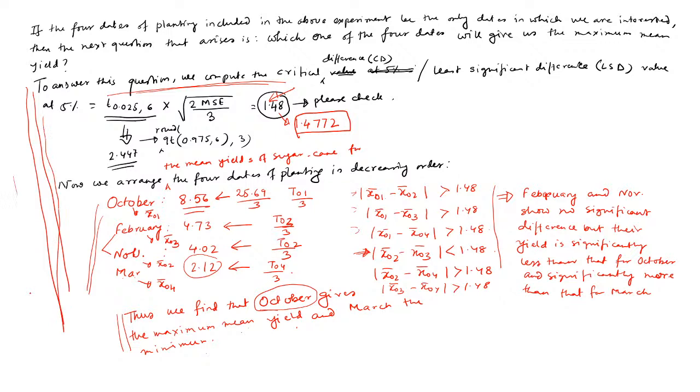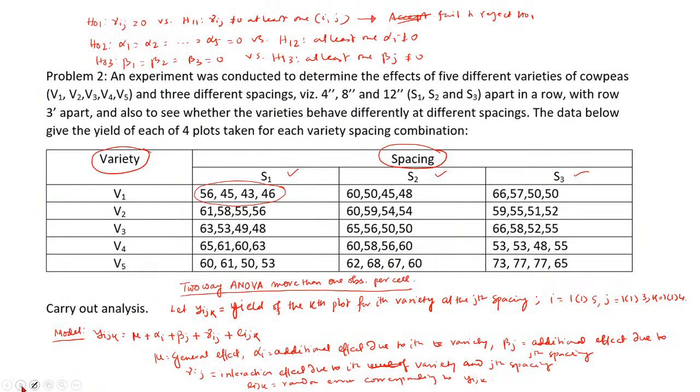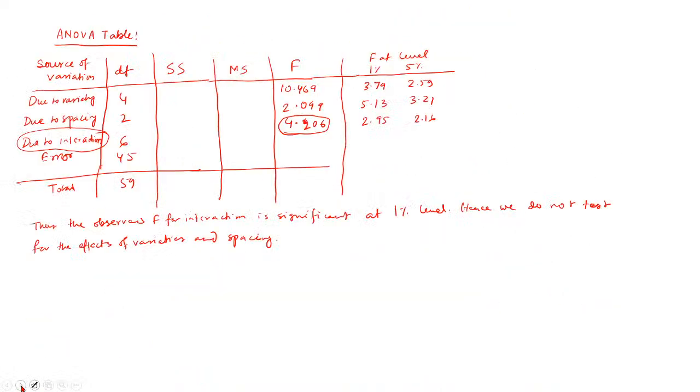Similarly, for spacing, if spacing is significantly different, then we ask which spacing gives maximum yield. To answer these questions, you need to follow these steps. So this is the procedure to analyze two-way ANOVA with more than one observation. Please do the computational part at home, and after finishing the computation, please submit it. You can send it to me via mail.